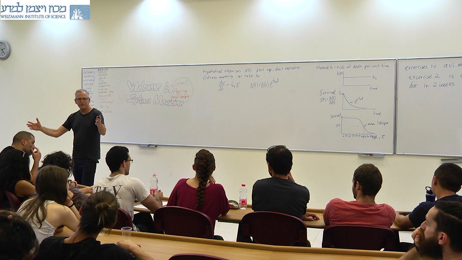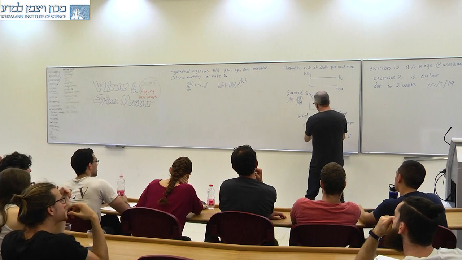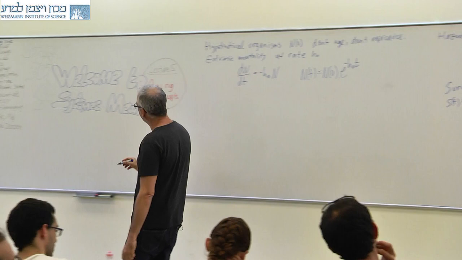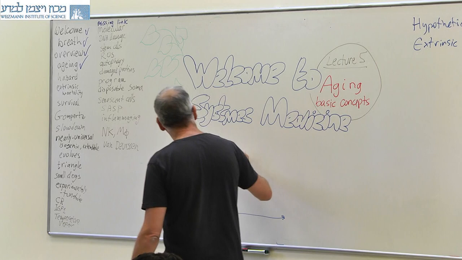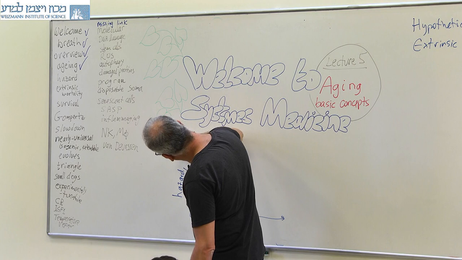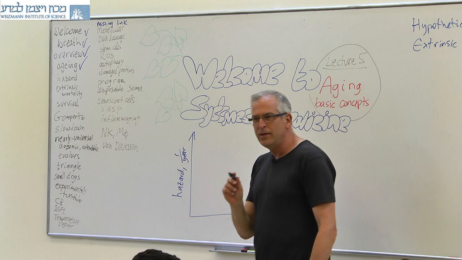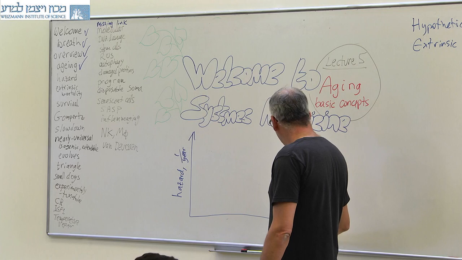And in order to get even higher resolution, it's very instructive to plot the graph that we're going to be interested in, particularly in this lecture and the next lecture, which is the hazard. The hazard, the risk of death per unit of time, let's say the risk of dying in a given year. And here we plot age, the age of human beings. So this graph looks like this.